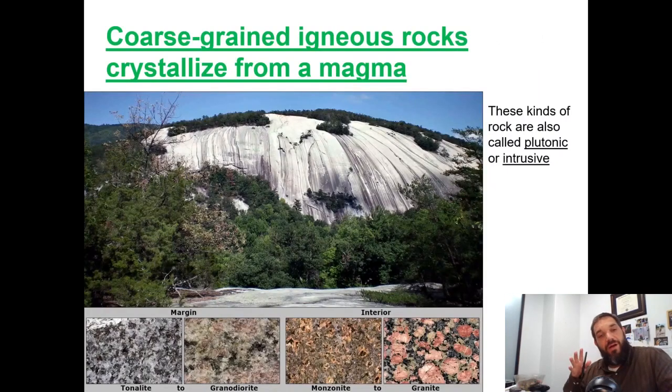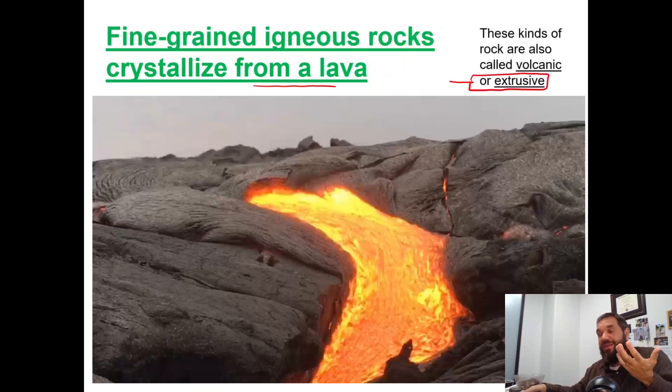Now, plutonic rocks are going to have a coarse-grained phaneritic texture. An extrusive volcanic rock, on the other hand, is going to have a fine-grained texture, or maybe a porphyritic texture. We'll talk more about that in a sec. So how are you going to tell the difference between a volcanic rock and a plutonic rock? Let's say you pick up a rock. How do you know if it's volcanic or if it's plutonic?